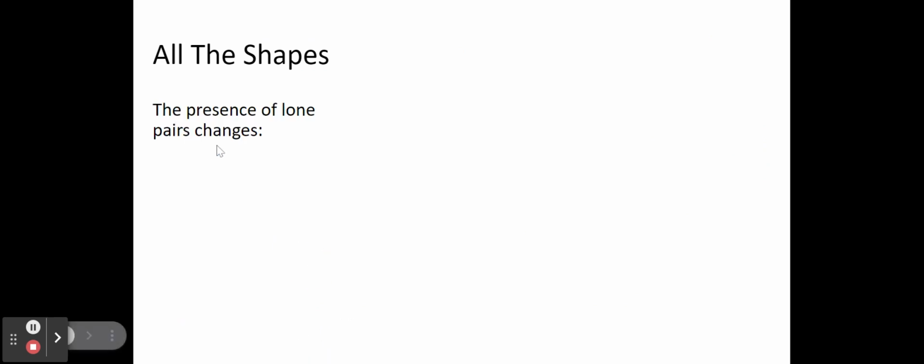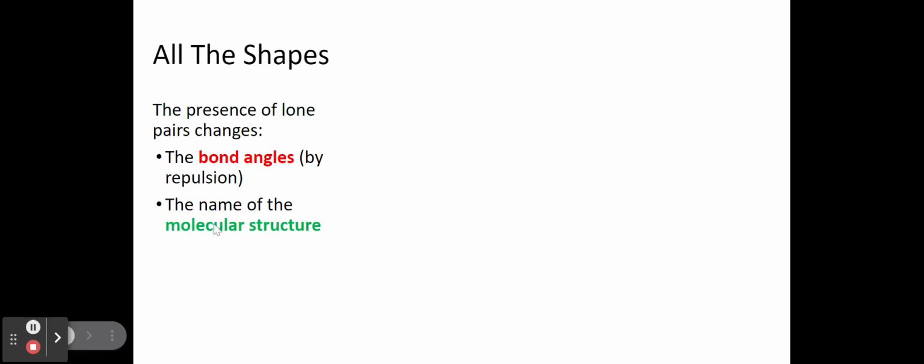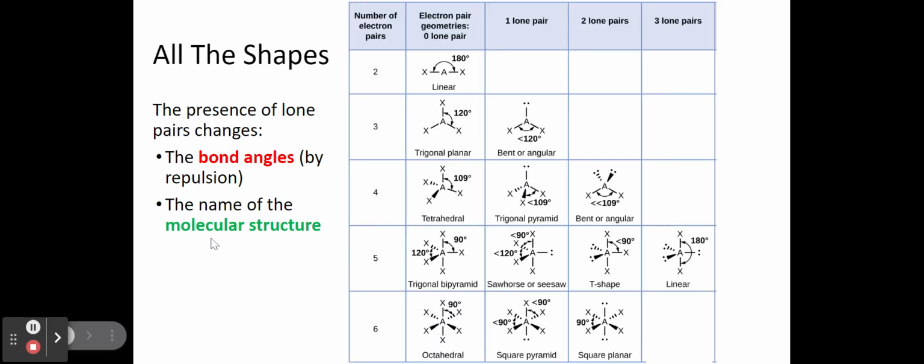So the presence of lone pairs of electrons is going to change the bond angle because they repel more. And because of that, they're going to change the molecular structure, or the molecular geometry. So we're going to expand that original table we looked at. If we have 2 electron pairs, 2 electron regions, or 2 things coming off the central atom, we would say that we're looking at a linear electron geometry, and we would also have a linear molecular geometry.